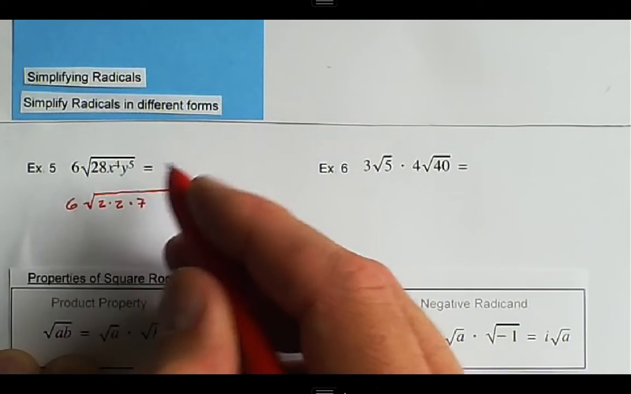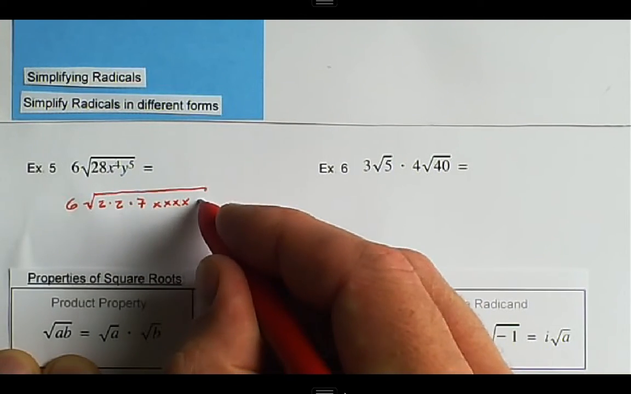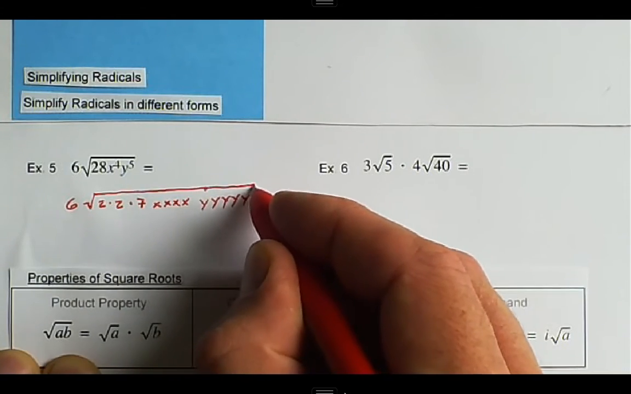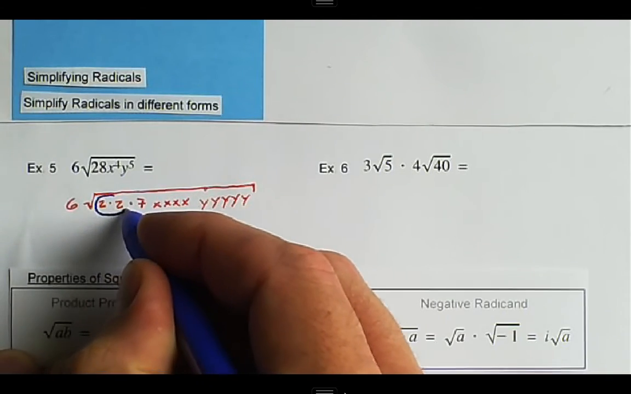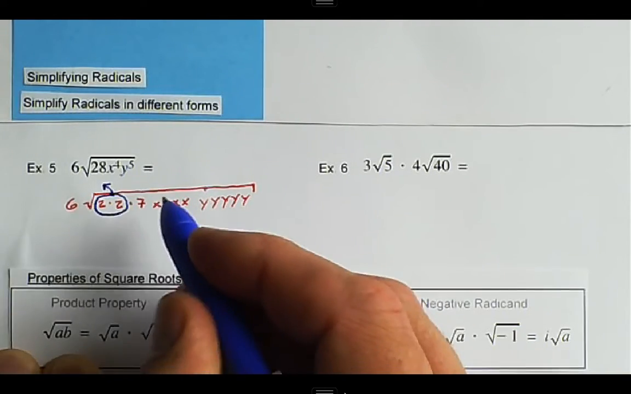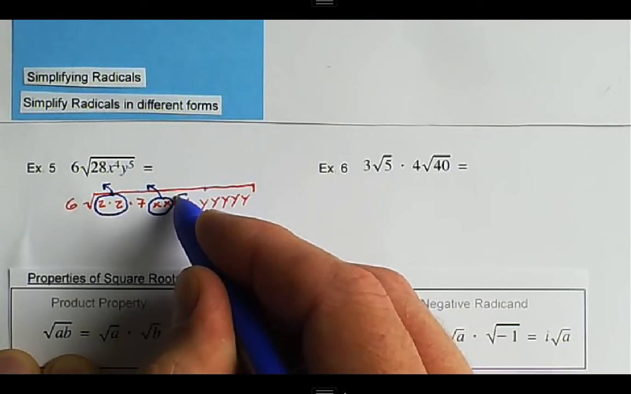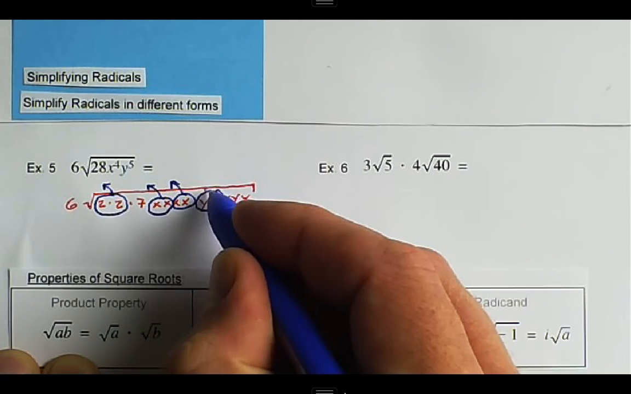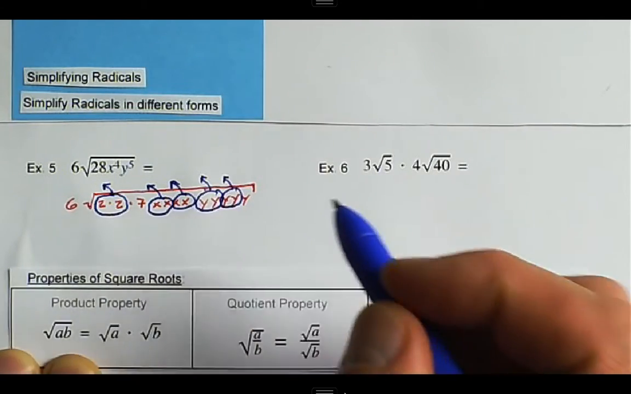And then how many x's do we have? We have 4 x's and 5 y's. And so we have 2 2's. Those can come out. There's nothing to pair with the 7, so the 7's got to stay under. We have 2 x's. We have 2 more x's. We have 2 y's. We have 2 more y's. And that y has to stay under.